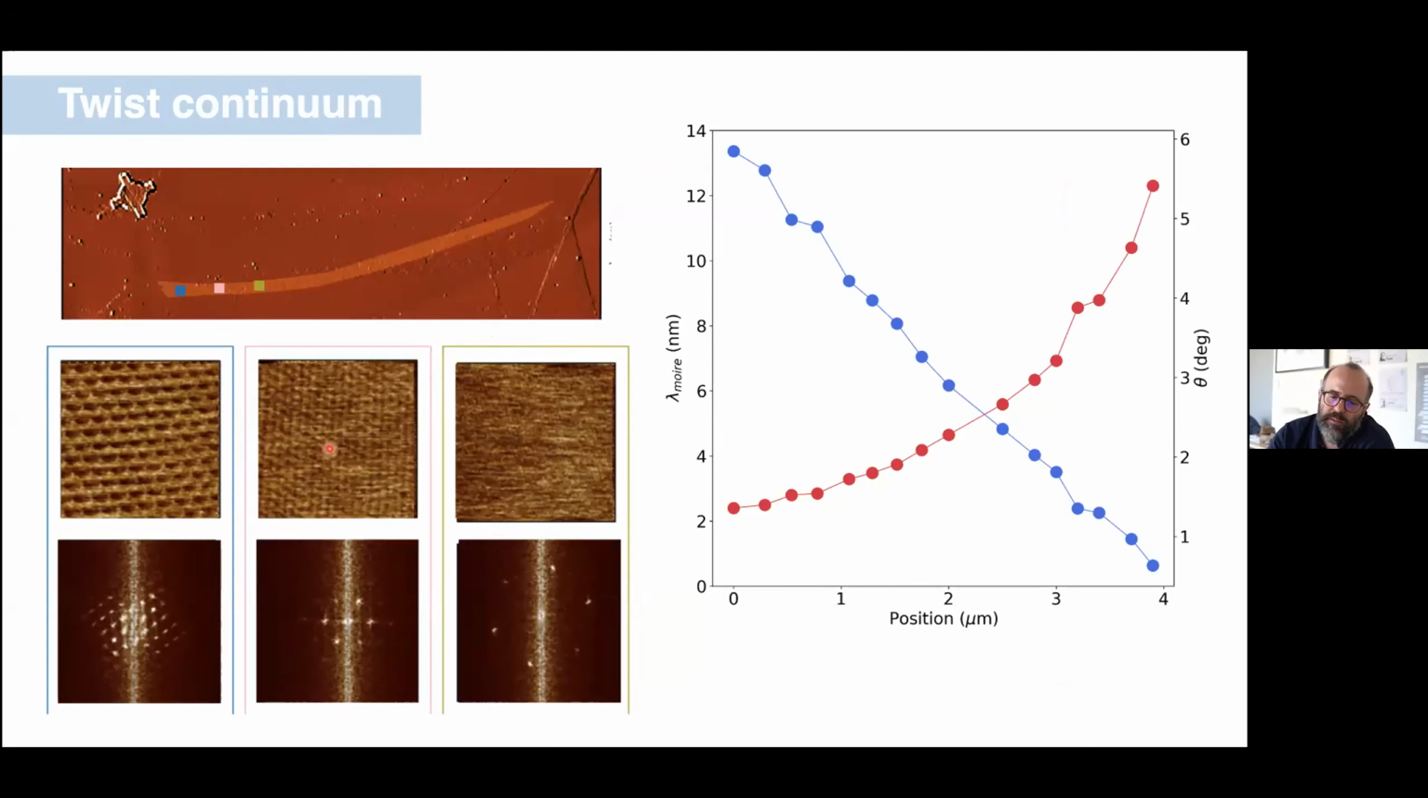Here's more detailed images of what those Moiré patterns look like as we move down this bent nanoribbon. From analysis of the Moiré, we can get a measure of what the angle is. And what you can see here is that the angle looks like it's going really linearly with position down this arc. I guess that's arc length. I don't know exactly how this is defined. So that tells you that you've got a continuous evolution.